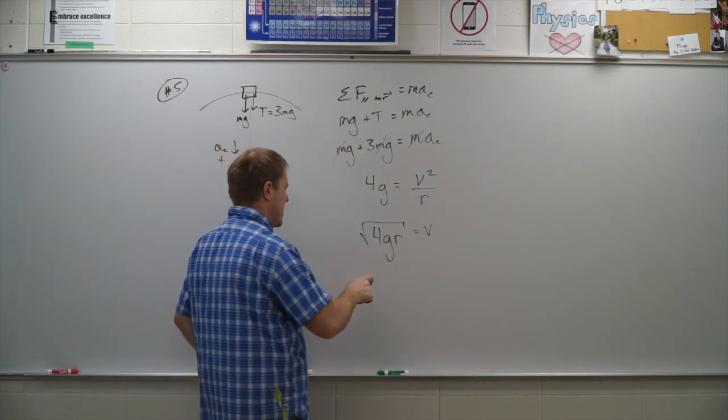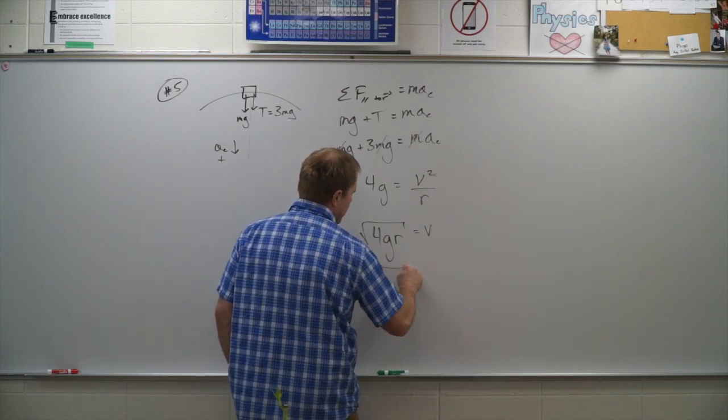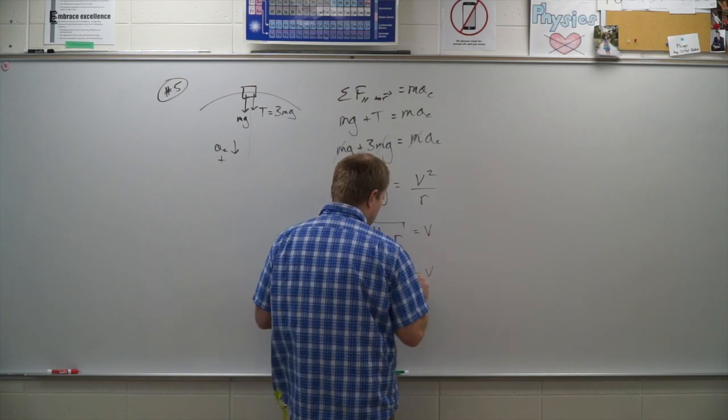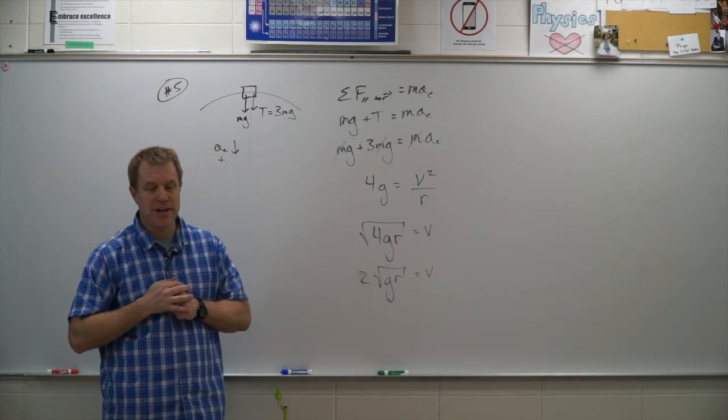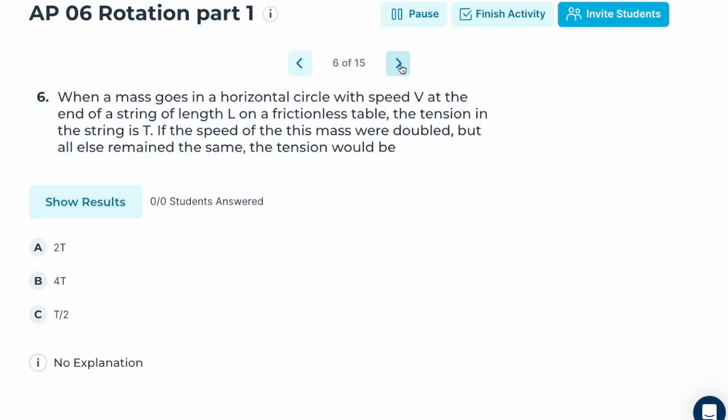They chose to pull that 4 outside the square root, so 2 times the square root of gr there. So your correct answer is A. Correct answer, A. Number 6.